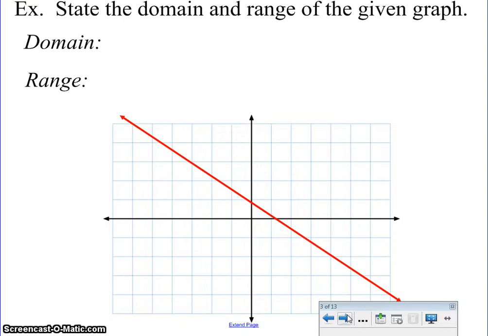All right, next one. Go ahead and press pause. Take about 30 seconds. See if you can determine the domain and the range here and come back and we'll see how you did.